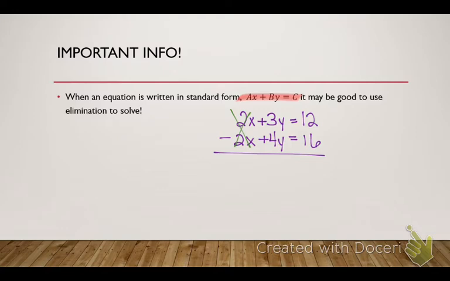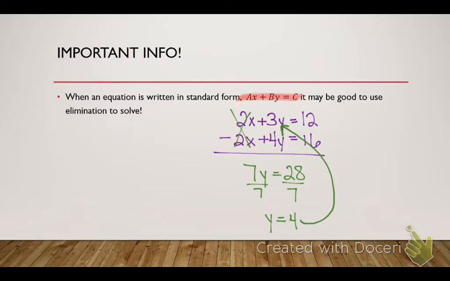What's 3y plus 4y? 7y equals, what's 12 plus 16? 28. And now how would I solve for y? Divide by 7. So look for the ones that are easily canceled, and then you can solve for the other variable. And then, just like I did with substitution, what could you do with the y value to solve for x? You could come back up here and plug it in. I would encourage you, if you know you're solving for x, avoid the x that has the negative with it. It just saves you a little bit of hassle.